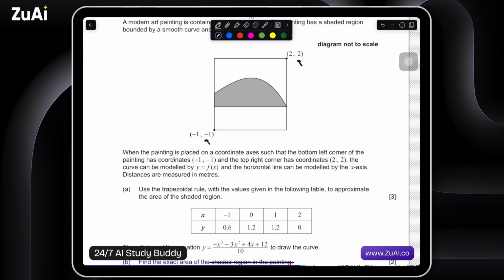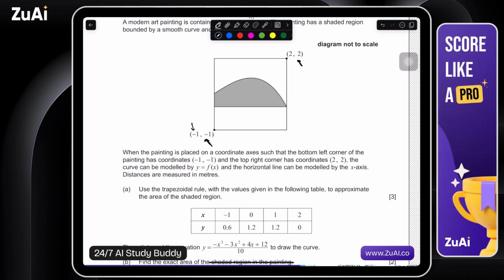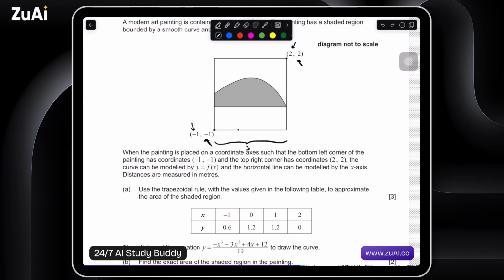If we start at this point, -1, -1, and we go up all the way to 2, 2, then we know we've traveled a distance from -1 to 2. We've traveled a total distance of 3. And in this case, for our trapezoids, we have a value of -1. Actually, let's put it on this axis right here. We have a value of 0, and a little further, 1, and 2.